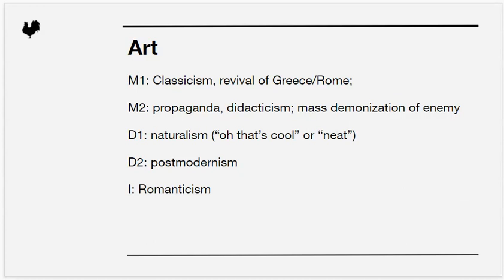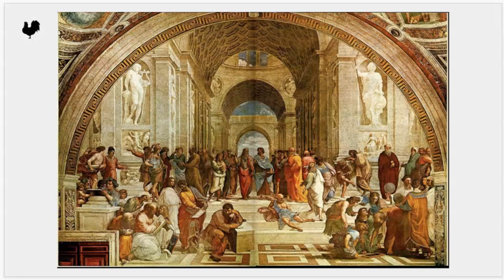M3 would be romanticism. I have some examples here, because I realized, man, this presentation has no pictures. Well, we're not going to have pictures, but art, which is not as much fun. But okay, so classicism is just a revival of Greece and Rome, or antiquity, I would say, in the Renaissance period.